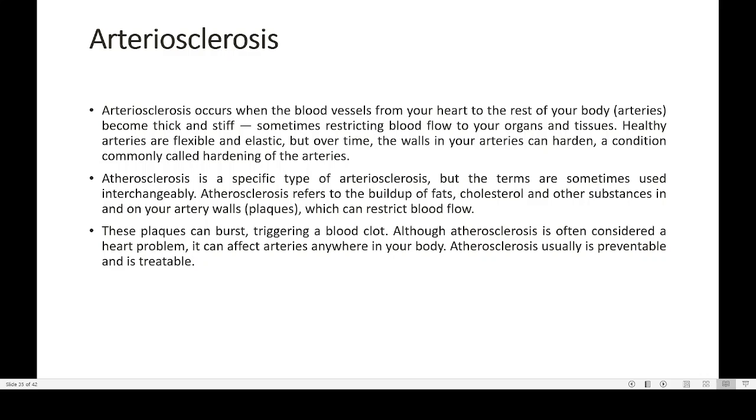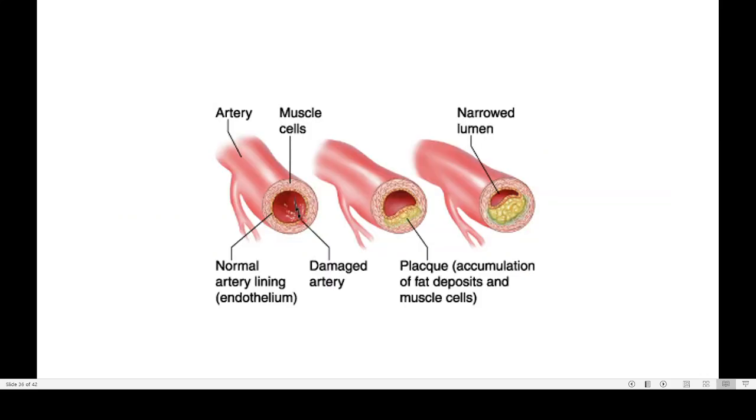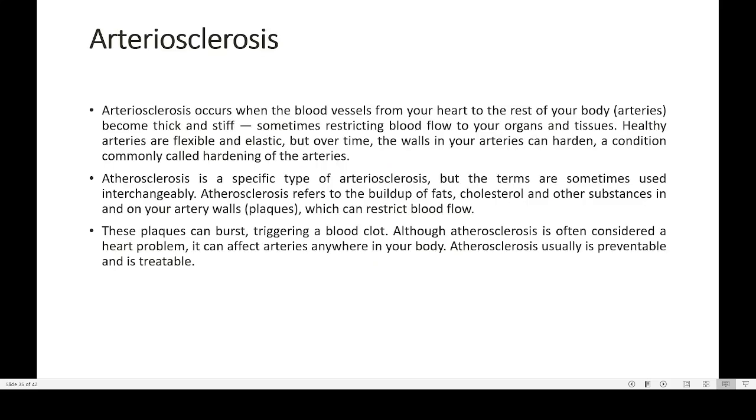These plaques can burst, triggering a blood clot. So what happens sometimes is that, for example, here there is a blood clot. In some rare conditions, a certain portion of this clot will detach and be floating in the blood vessel. And when that clot reaches a smaller blood vessel, it will completely block that smaller blood vessel. So that kind of floating clot can also happen sometimes in your body.